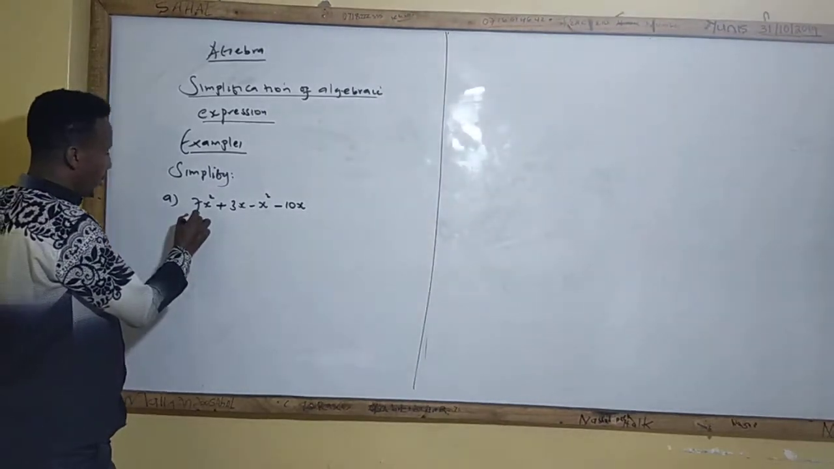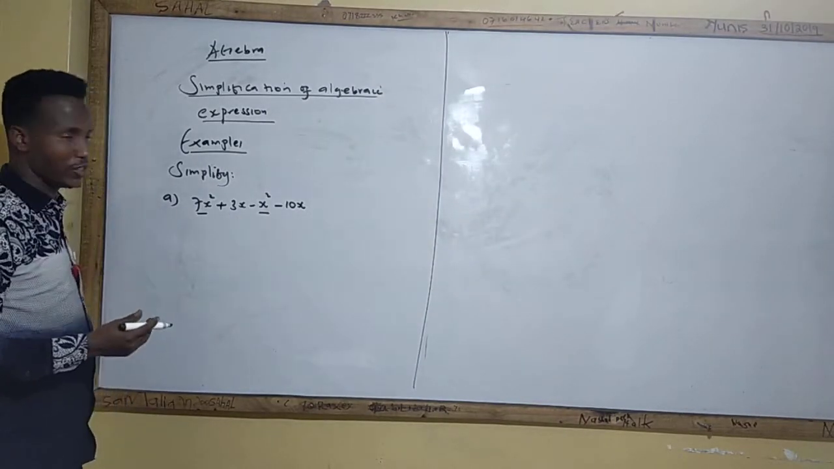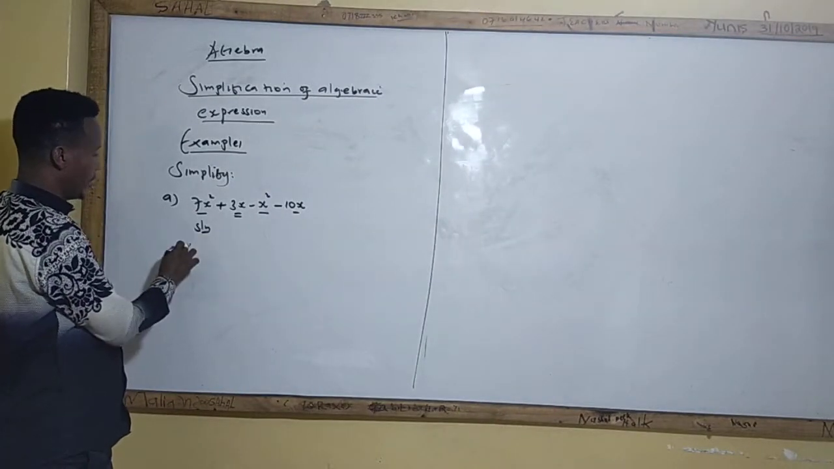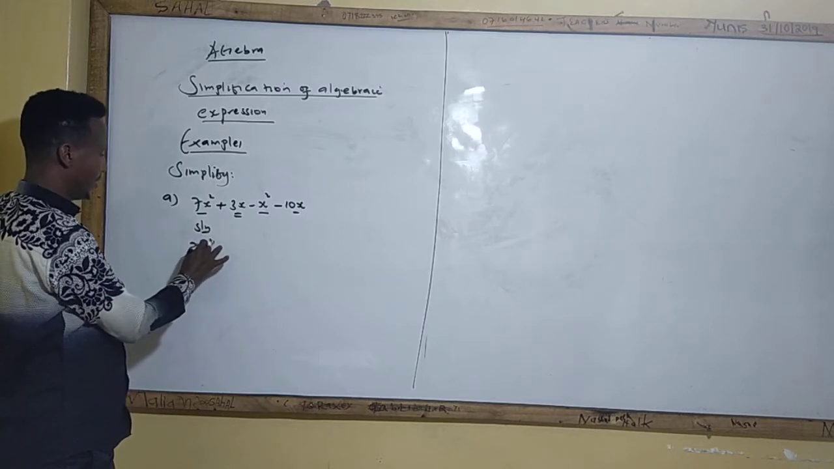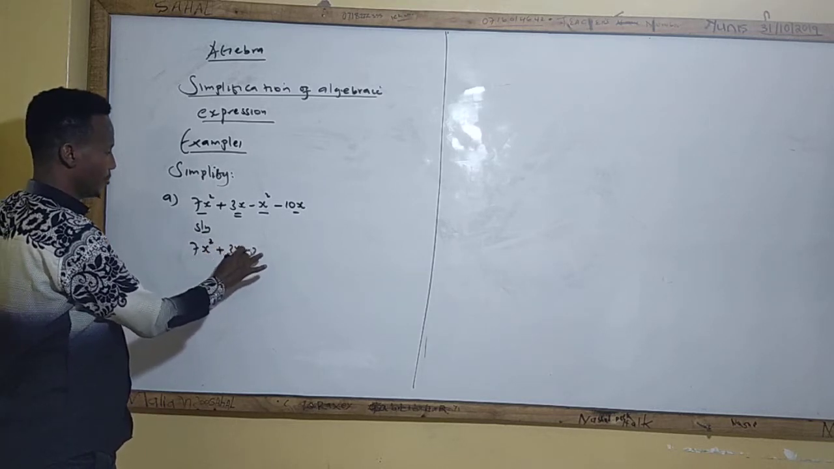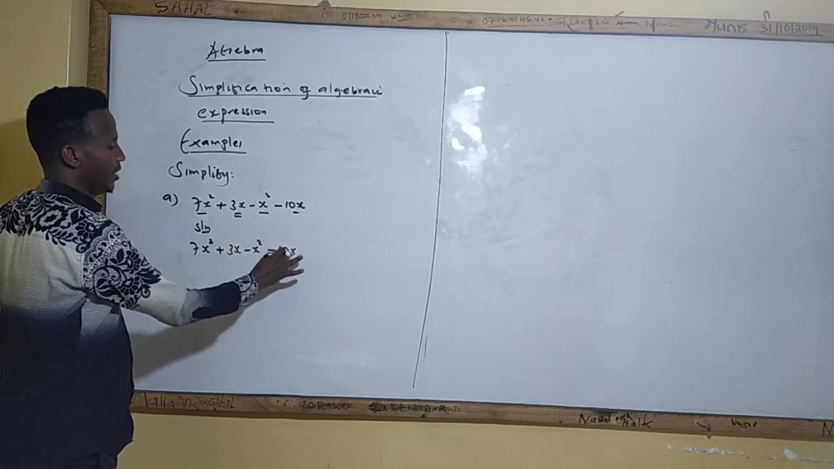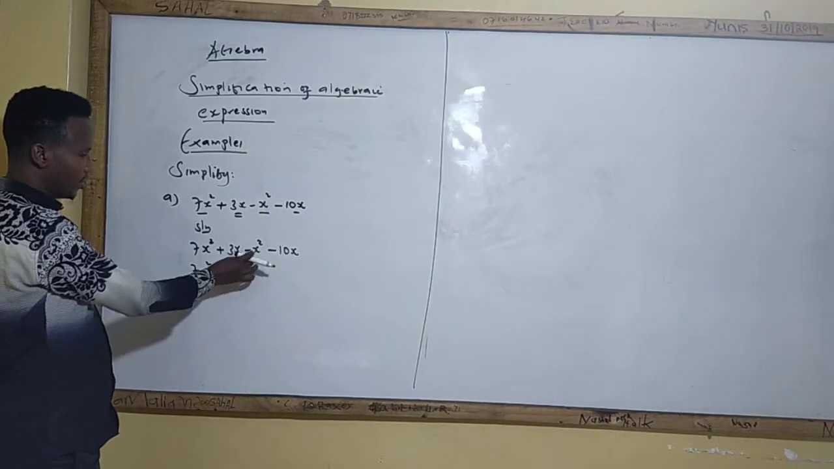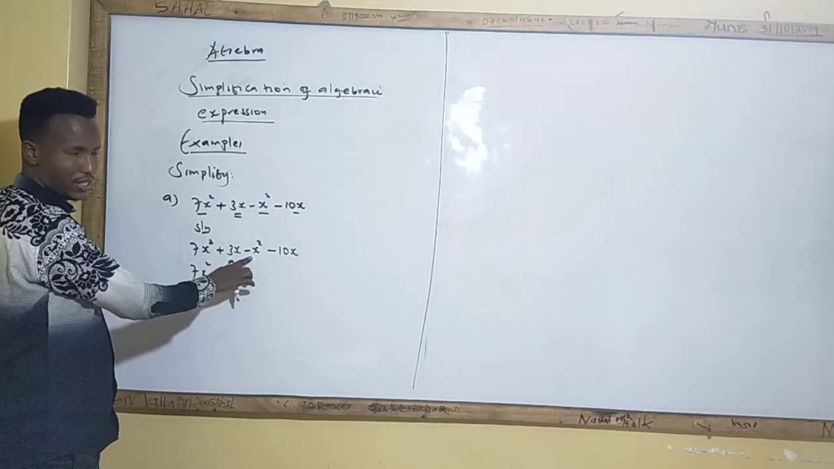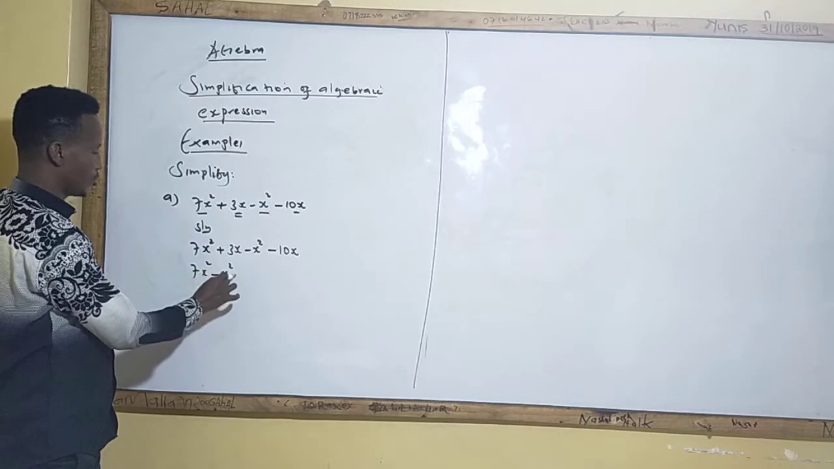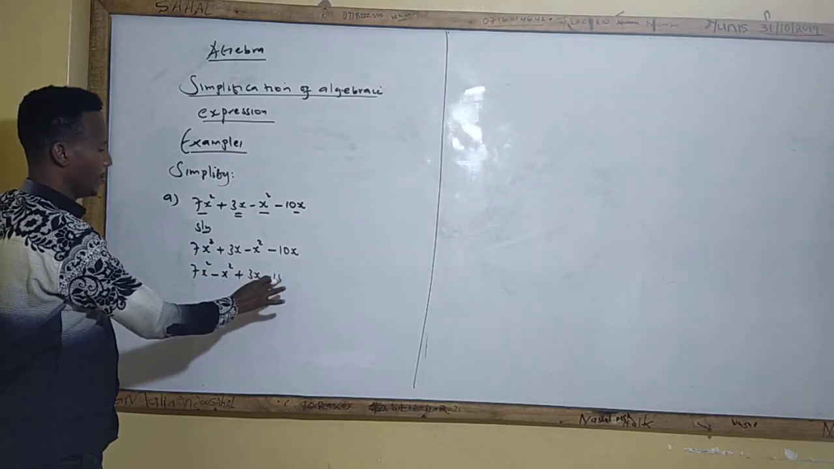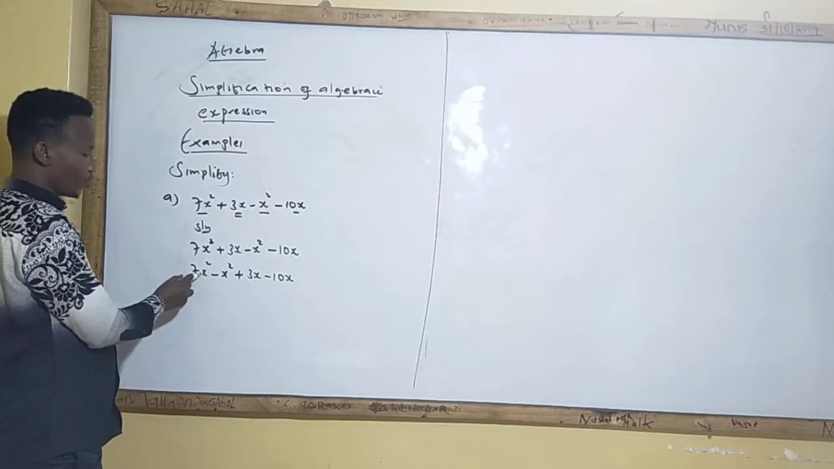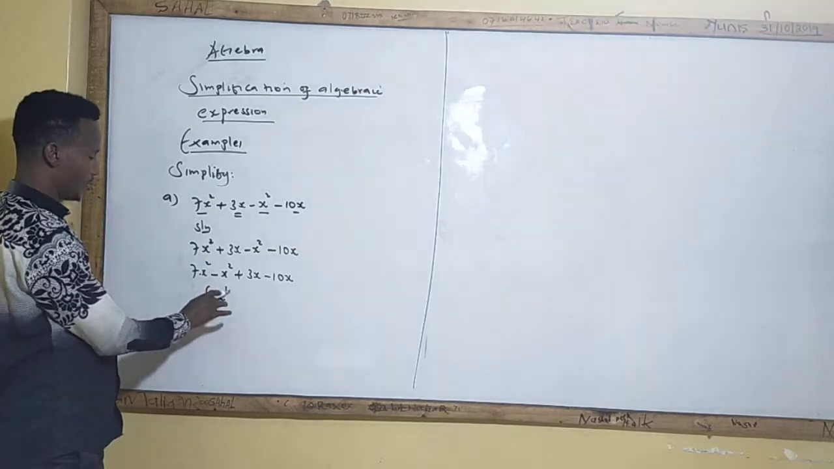Here, we have these two, they are the same, of course. These two are also the same. So when you come to the solution, you write the expression given, which is 7x squared plus 3x minus x squared minus 10x. So we are going to collect 7x squared, then this one is carrying negative, so it will be minus x squared, plus 3x minus 10x. Remember, 7x squared minus x squared will give you 6x squared.